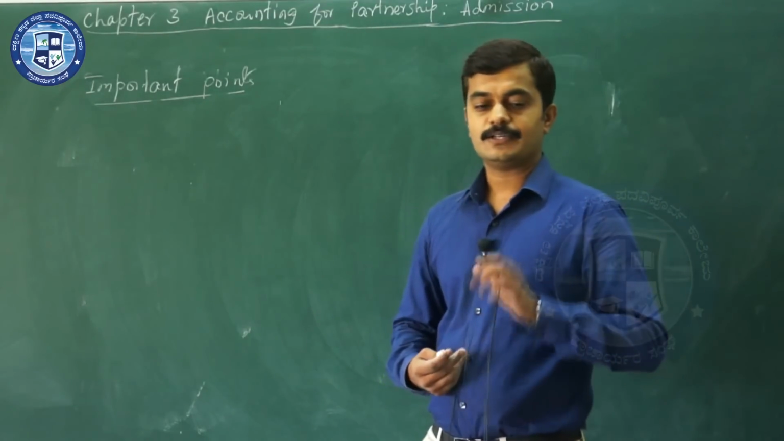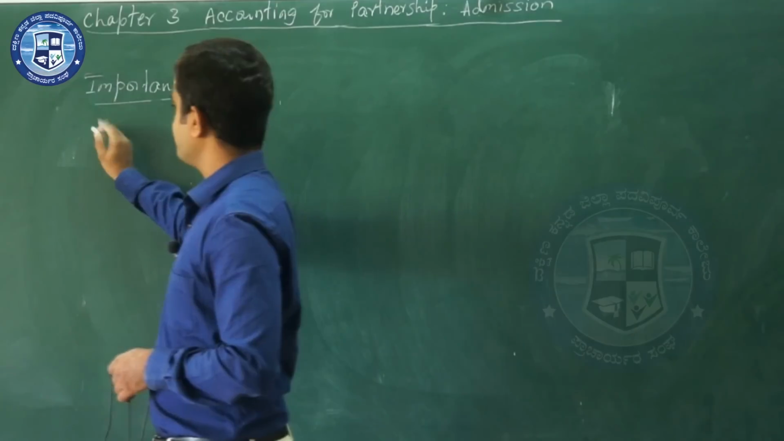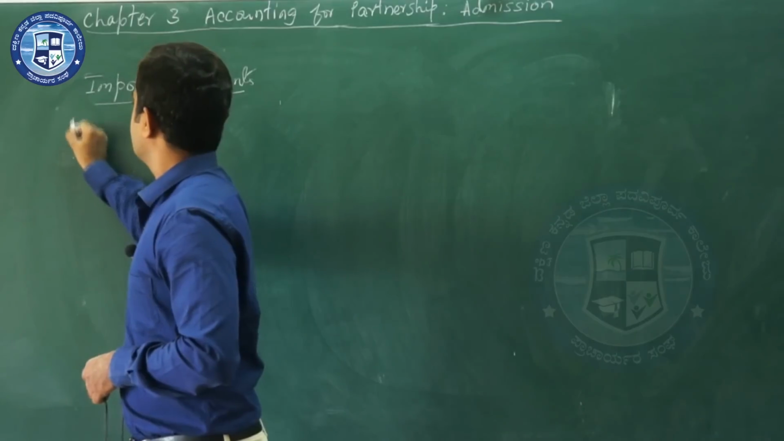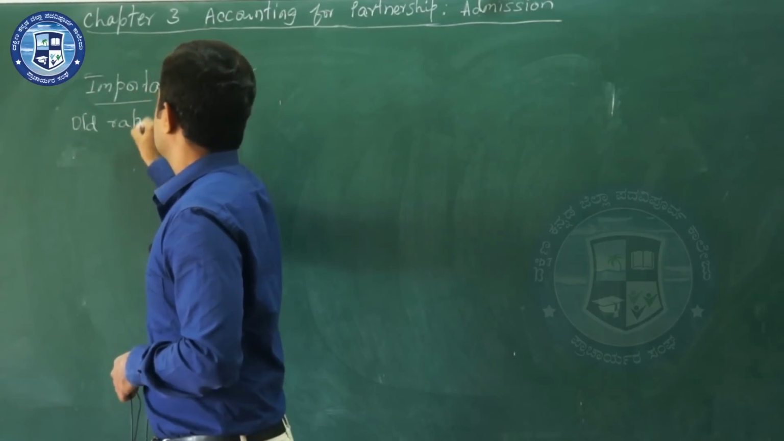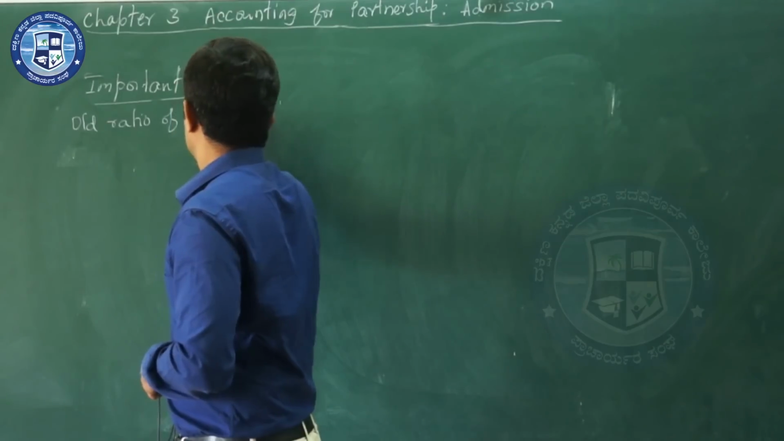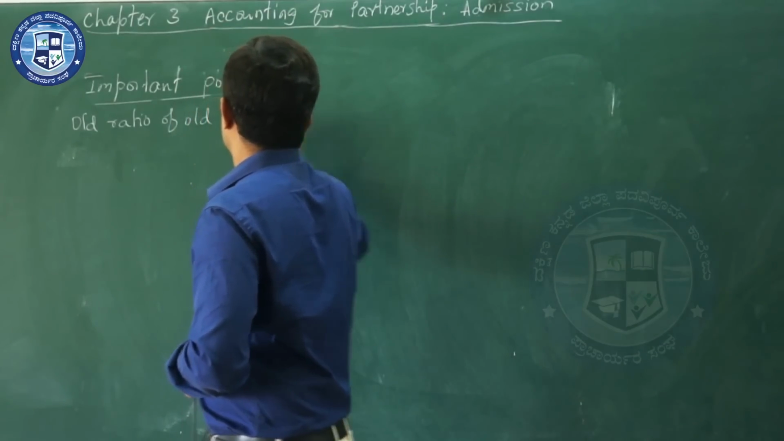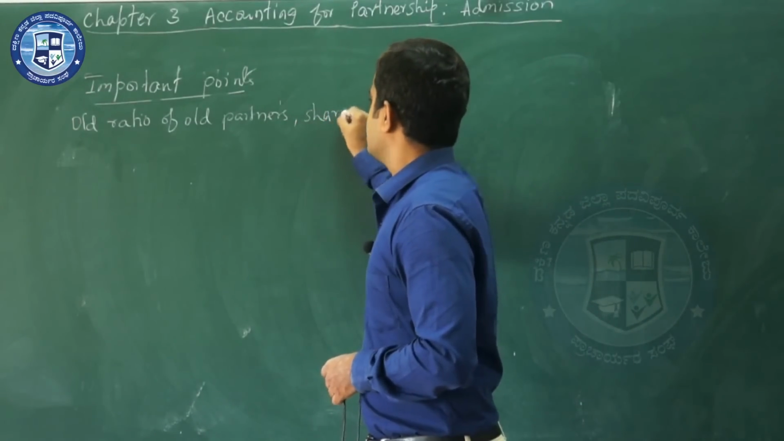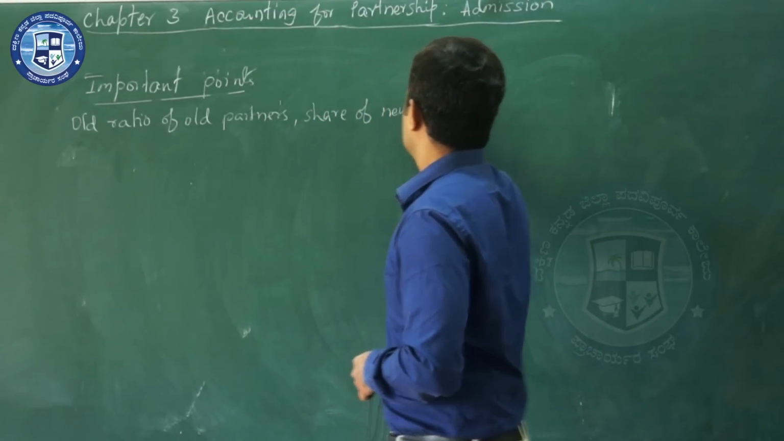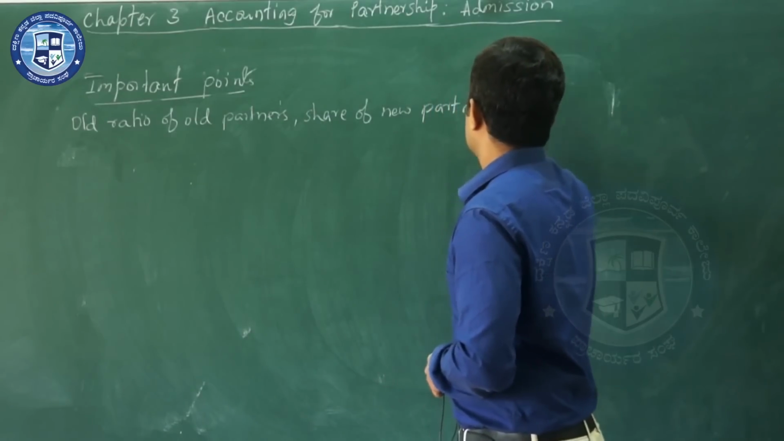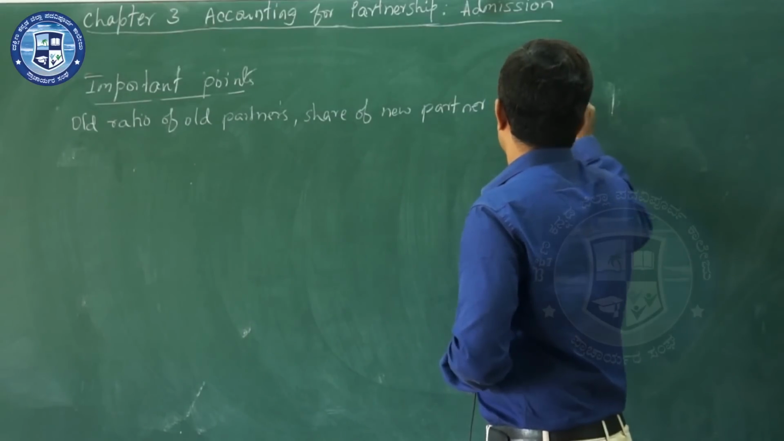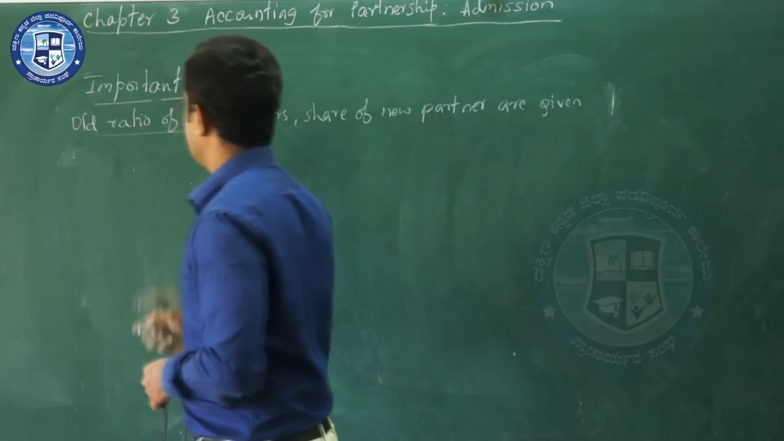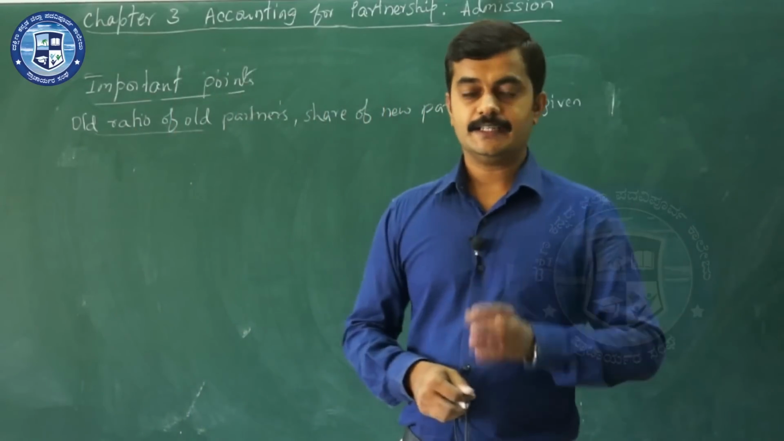Next we will look at case 4 or situation 4, that is when the old ratio of old partners and the share of the new partner are given. So we'll solve one example on this situation to understand it.